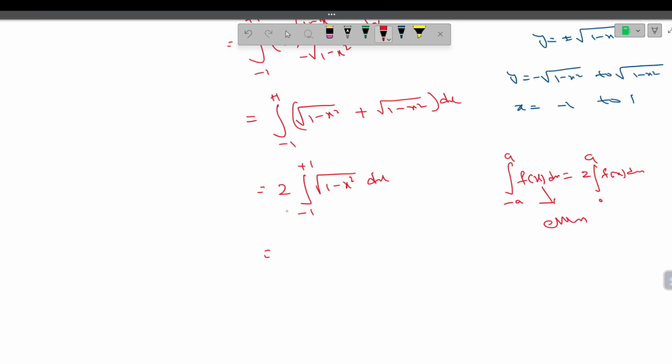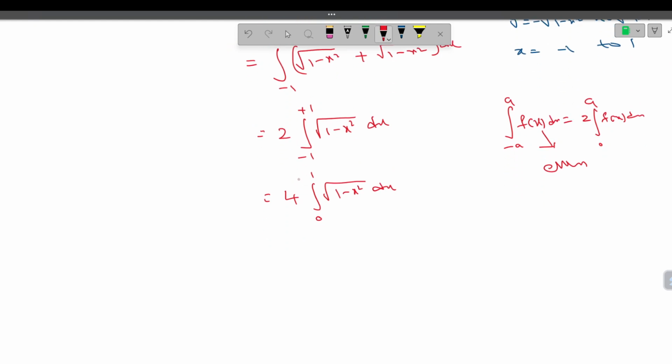So it will become, already 2 is there, 2 times 2 is 4, integral from 0 to 1 of under root 1 minus x square dx. Now, using the formula: x by 2 under root 1 minus x square, plus a square by 2 sine inverse x by a, a is 1, from 0 to 1. If you substitute the upper limit 1, this is 1 minus 1, it is becoming 0.